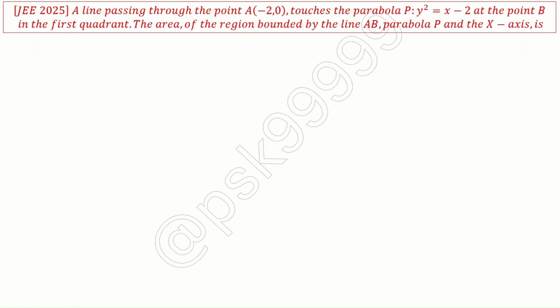A line passing through the point A(-2, 0) touches the parabola P, y squared equals x minus 2, at the point B in the first quadrant. The area of the region bounded by the line AB, parabola P, and the x-axis is. Again, drawing the picture is most important, as I said.